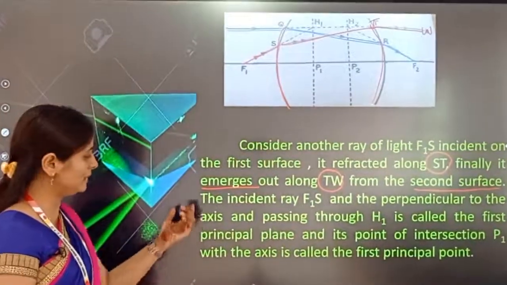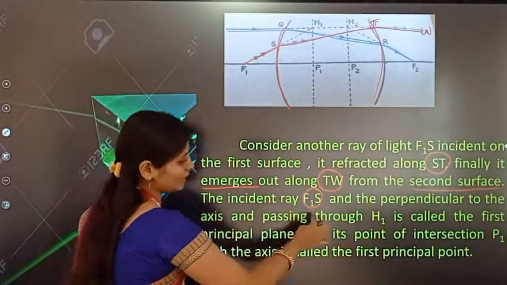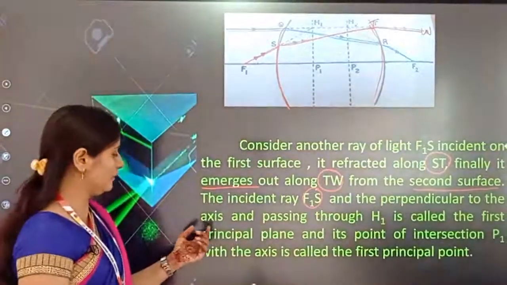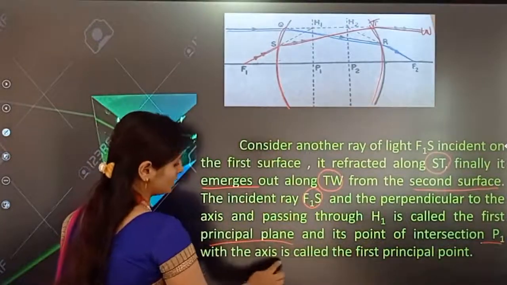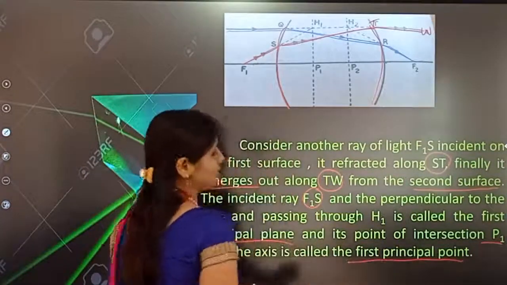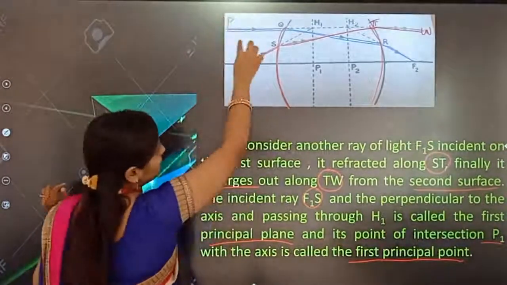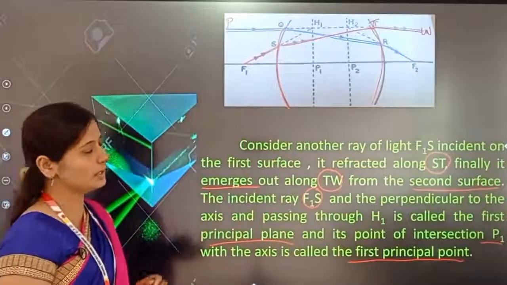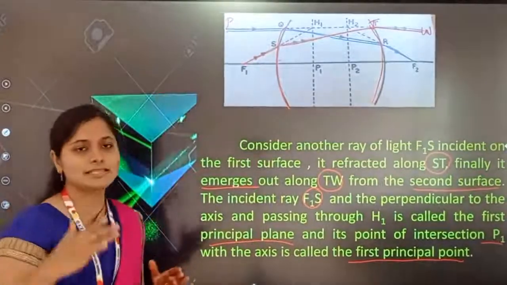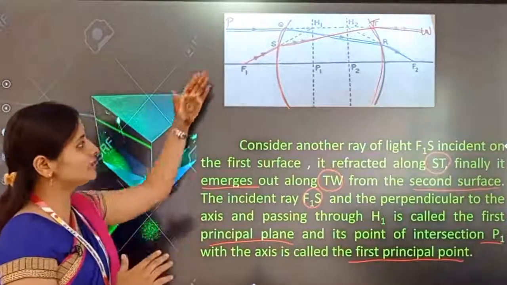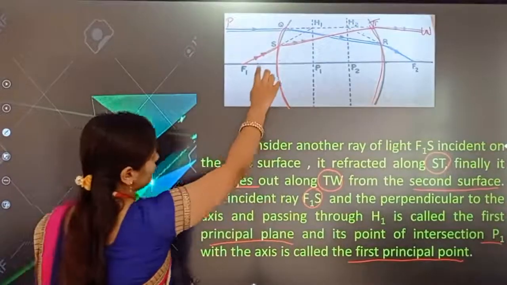Next, what happened? The incident ray F1s, perpendicular to the axis and passing through H1, is called the first principal plane, and the point of intersection P1 with the axis is called what? The first principal point. We already studied PQ, QR, RF2, so the same procedure happens here. First, the incident ray F1s touches the first spherical surface. After that, refraction takes place from S to T.